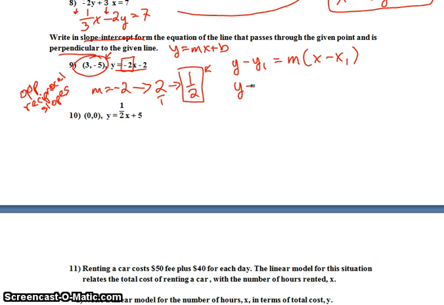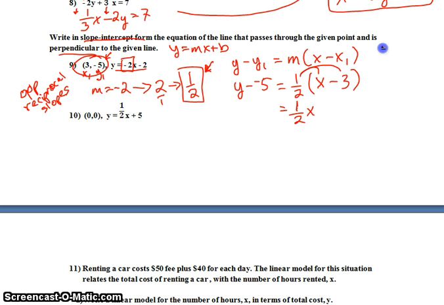Y minus y1. Here's our y value that we know. Here's our x value that we know. Negative 5 equals m for our perpendicular line times x minus x1, which is 3. Okay, distribute, and this is where it gets tough. 1/2 times x, that's easy.